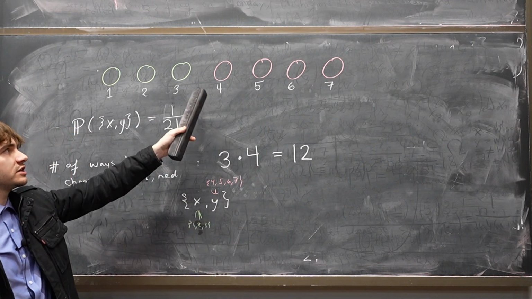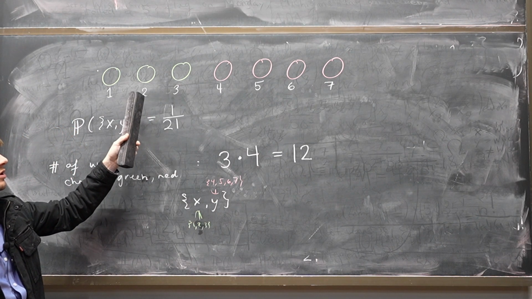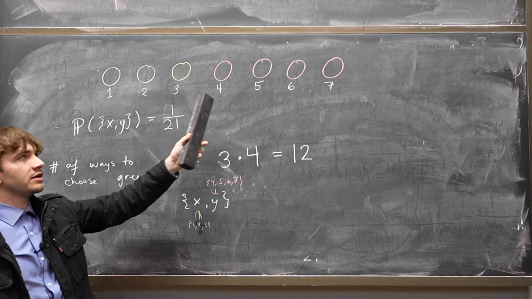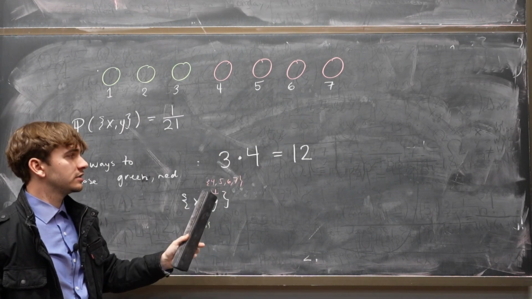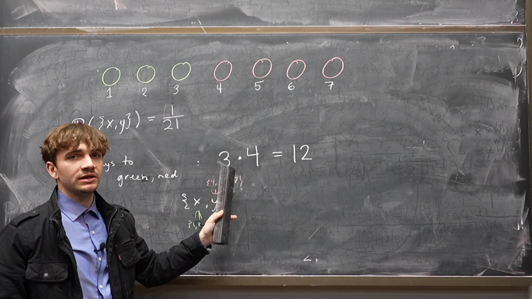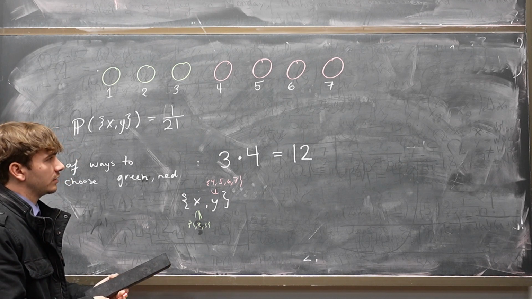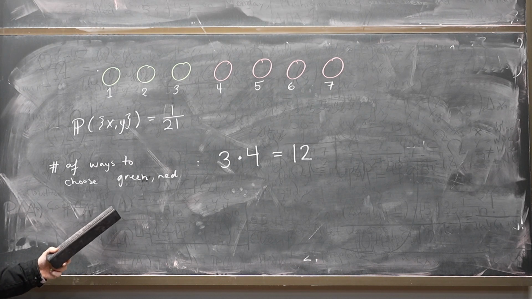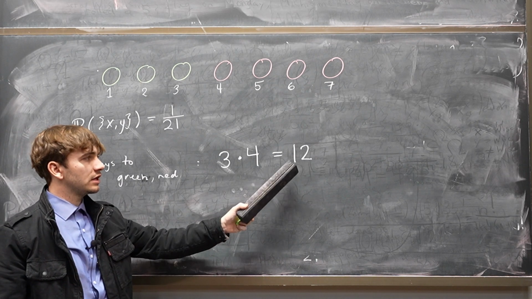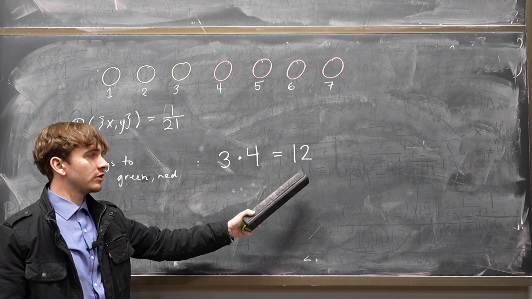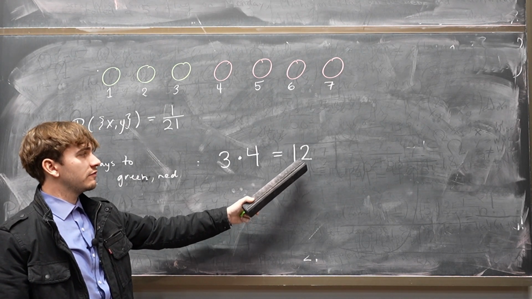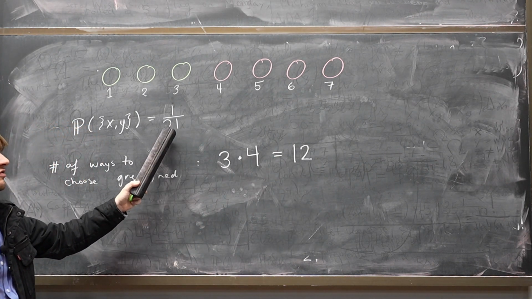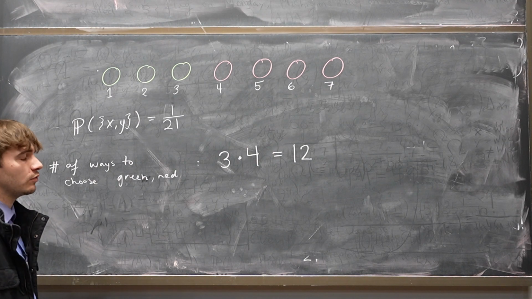And notice that these are disjoint groups. Once I choose a green ball, I'm not decreasing the number of red balls. And so that justifies why I can just multiply these two numbers together in this way. So now I know that the event A that I'm trying to find the probability of has 12 possible outcomes associated to it. Each of those outcomes has a probability of 1 in 21 of occurring.